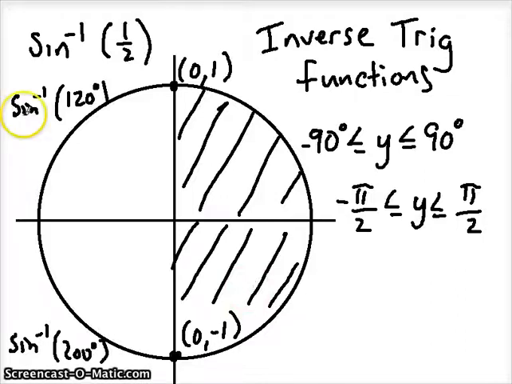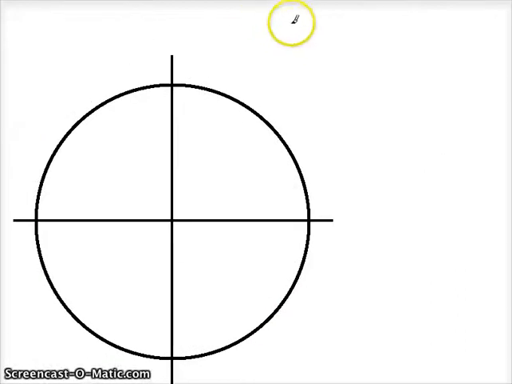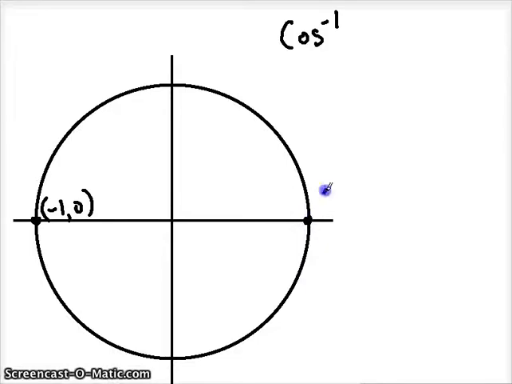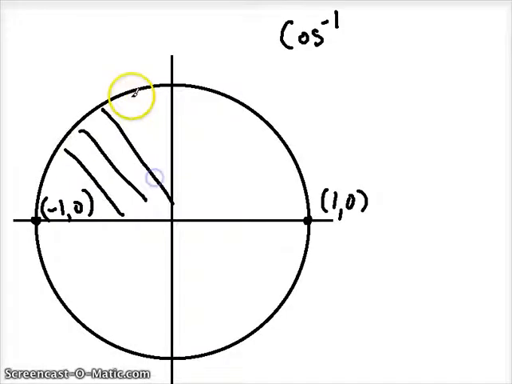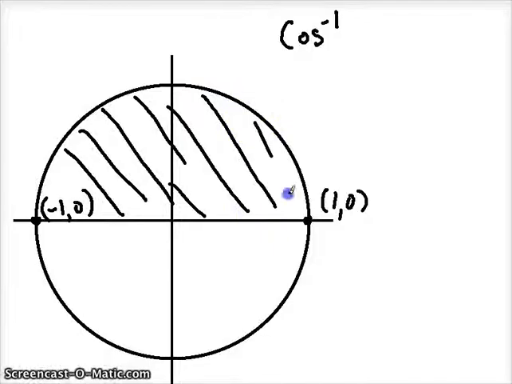Alright, let's talk about the inverse cosine here. So the inverse cosine symbol looks like that. And the possible values for inverse cosine are going to be in the first two quadrants, so quadrant 1 and quadrant 2. So this coordinate over here would be -1, 0. And this coordinate over here would be +1, 0. And everything in these two quadrants is a possible cosine value. We can't have anything in quadrant 3 or 4.